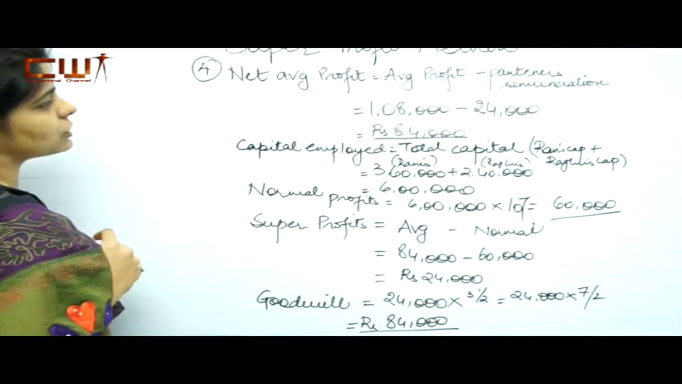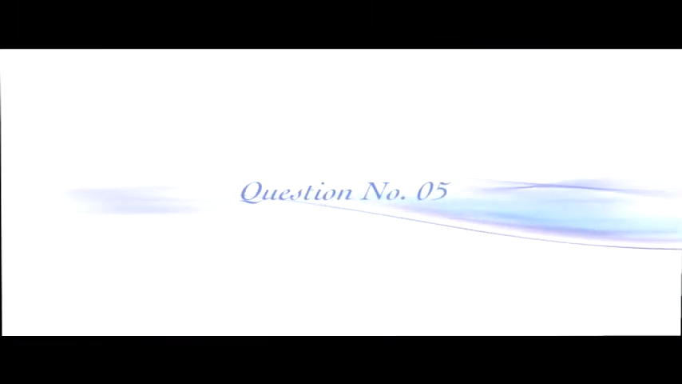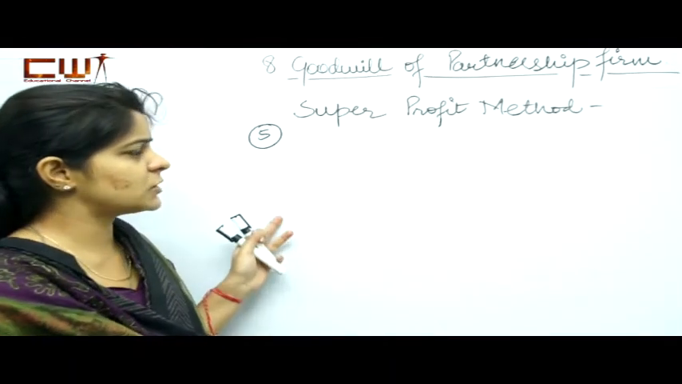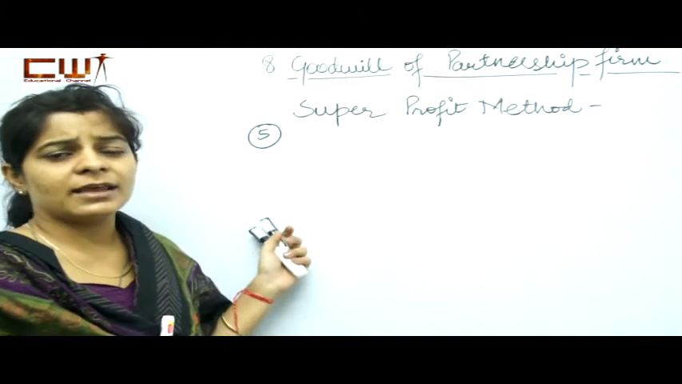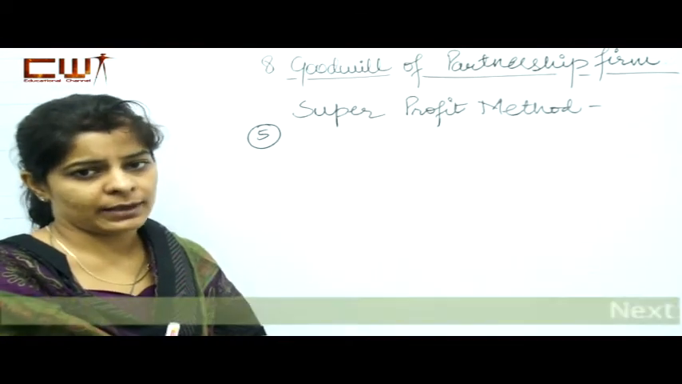This is the fourth question. We will move on to question number 5. We move on to the fifth numerical. Now see, in this question there is a little different thing. They have given the balance sheet also, that will help you to find out the capital employed.